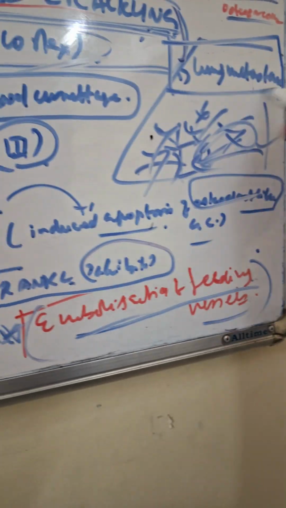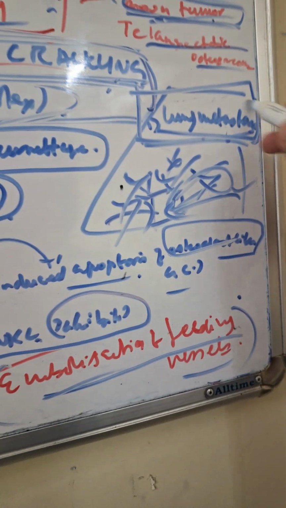Always remember, I have written one thing about the complications: in this we see lung metastasis. So lung metastasis is seen and is very important. So this was the giant cell tumor.